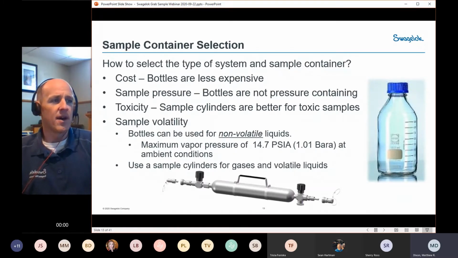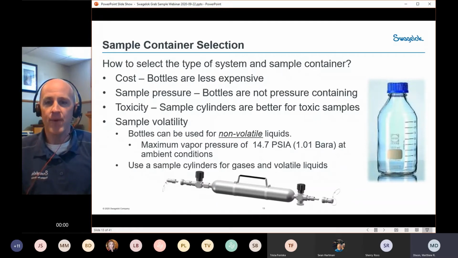In general, you should not plan on putting any pressure whatsoever into a bottle. So if you have to maintain your sample at a pressure, like a liquid that you want to keep from vaporizing, in that case, you really do need to have a sample cylinder. Toxicity is another reason. With a bottle, you are really risking exposure to the operator much more so than with a sample cylinder assembly. A sample cylinder with quick connects on it and a proper purge system, you can really handle toxic samples very, very well.